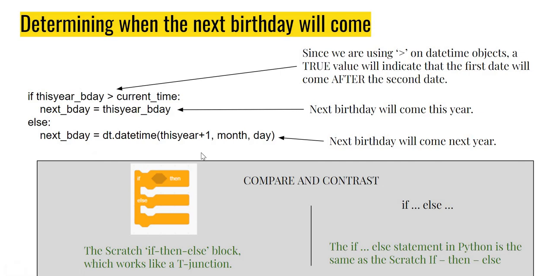Now, there's a little bit more here with respect to the syntax. We'll talk about that in the next video. But see the similarity in logic, and that's where we go on. Now, like I said, we are using greater than here on datetime objects. Basically, true indicates if the time will appear later.